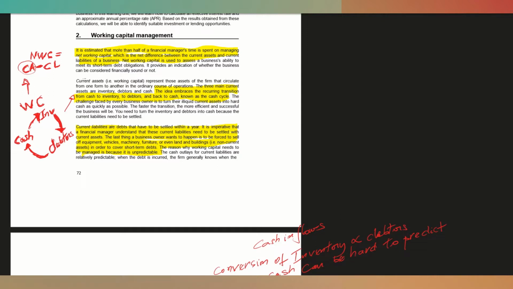The same on the other side of the scale, there's current liabilities, right? Current liabilities are debts that need to be settled within a year. So it is logical that current liabilities are settled with current assets. You are not going to sell off the equipment, the vehicles, machinery, furniture, land, building, which are non-current, in order to settle short-term debt, right? You do not want to take long-term asset to settle short-term debt.